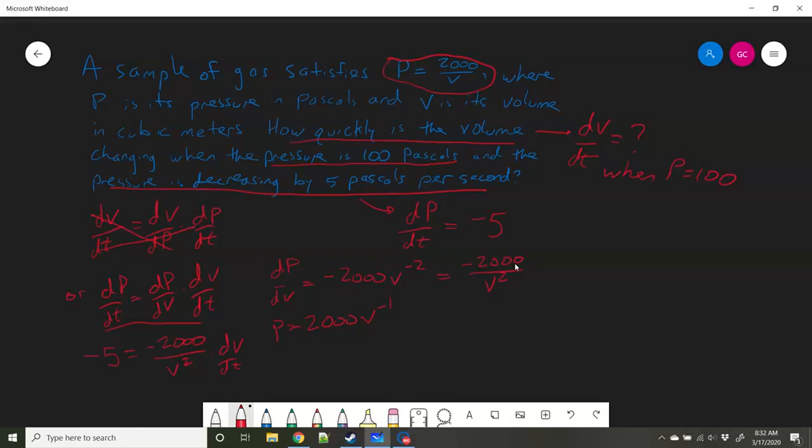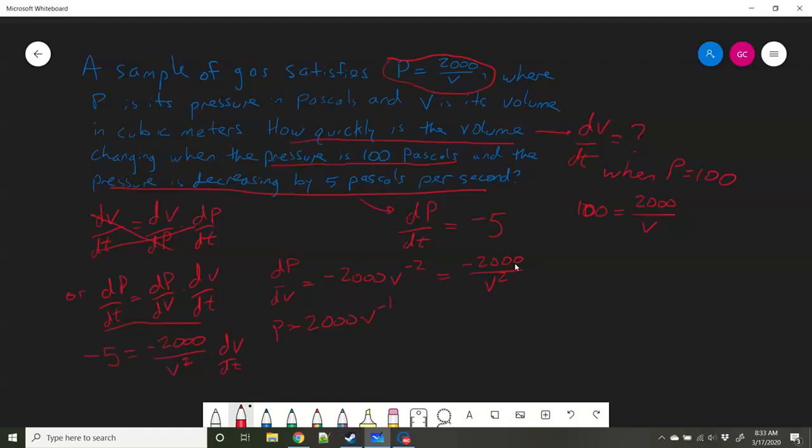Well, now we seem a little bit stuck. In order to solve for dV/dt, I need to know what the volume is. And I wasn't told what the volume is. I was only given a pressure. So how do we figure that out? Well, of course, if I know what the pressure is, I can use this equation to solve for the volume. So we have that 100 is equal to 2000 divided by V.